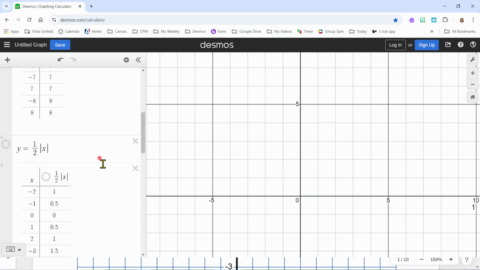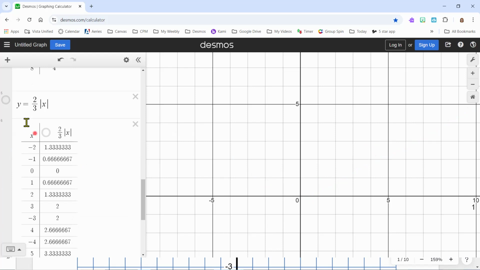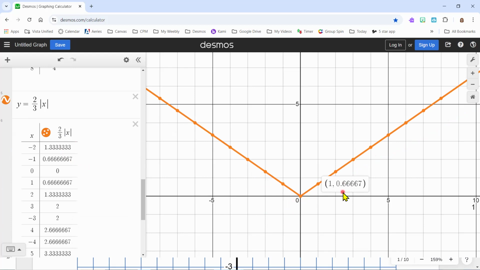Now, one more just to show us. So let's say it's a 2/3. Again, I'd be going 2/3 as high. So my 0 would not change, but when I went to 1, the absolute value of 1 is 1, times it by 2/3 is 2/3. You see that as a decimal here, okay? When I go out 2, the absolute value of 2 is 2, but when I times that by 2/3, I get 4/3, which is 1.3 repeating. And when I go out to 3, the absolute value of 3 is 3. When I times that by 2/3, I'm going to get a 2.